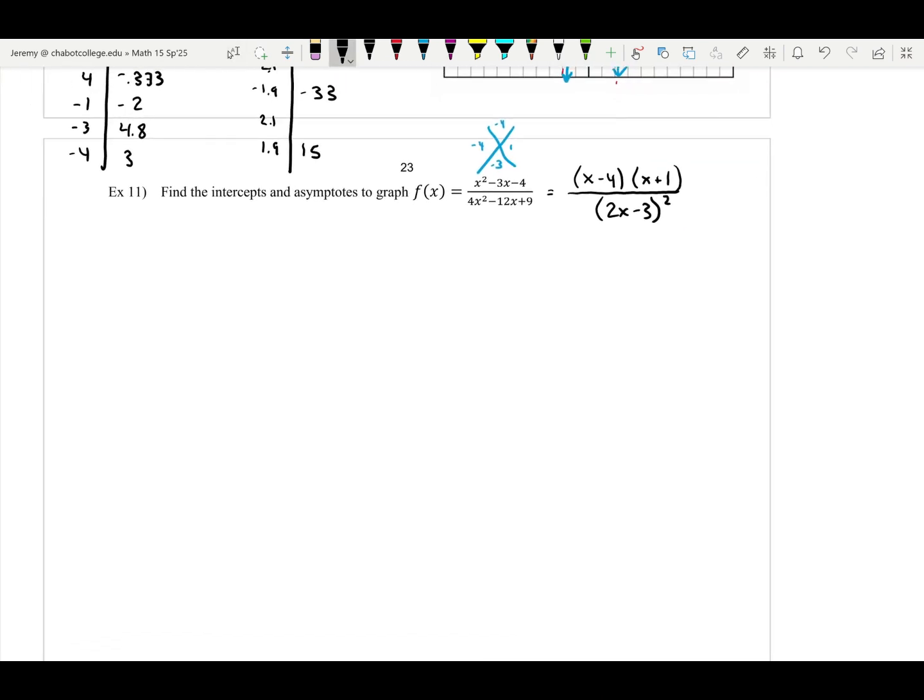So now I can actually get into it, and we just did a lot of the hard work just getting the factored form of the numerator and denominator. But let's jump into getting intercepts. And I'll do the y-intercept. It's the ordered pair 0, f of 0. And if I put 0 into this function, I'll get negative 4 over 9 as the y coordinate. So there's that.